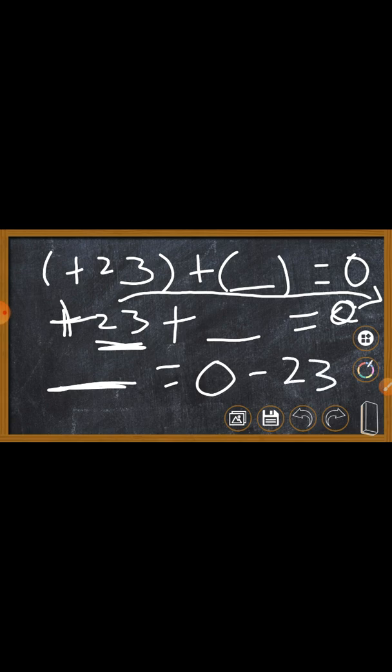Okay, so what is 0 minus 23? 0 minus 23, the answer is minus 23 only. Yes, so that's why in this blank you will write minus 23. Understood? Let's do another sum.